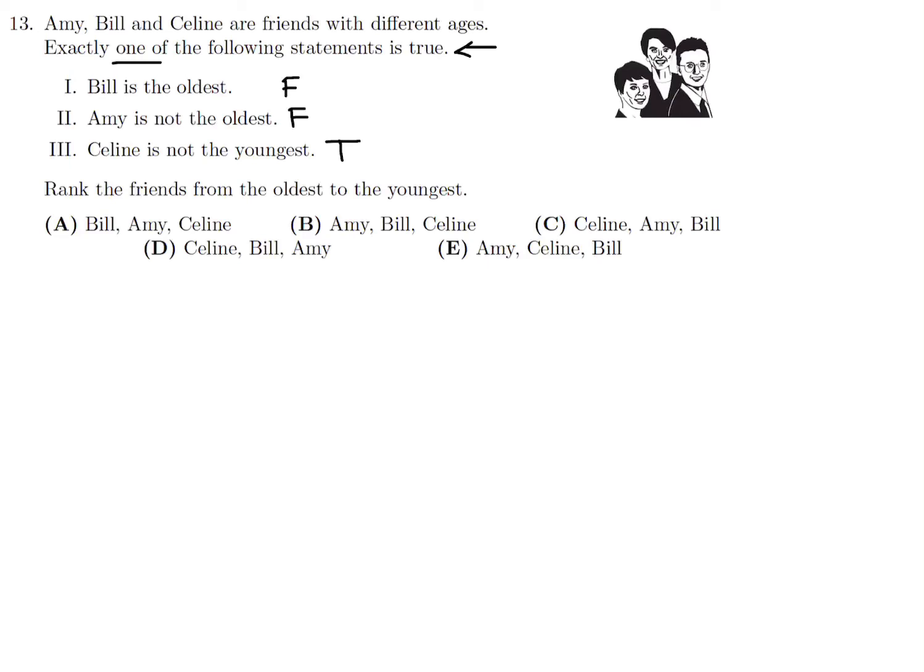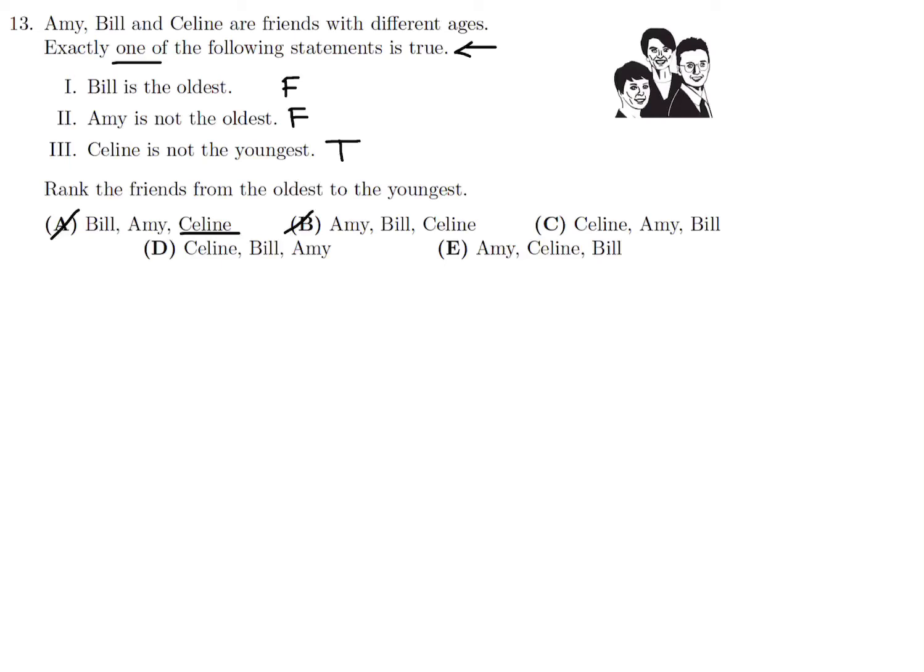If that is true, then let's look at the answer choices. Celine is not the youngest, remember that. In A, Celine is the youngest, so that can't be the right answer. In B, Celine, again, is the youngest, so that can't be right. And let's see here, in C, D, and E, Celine is not listed as the youngest. So now we have to figure out which one is correct, C, D, or E for number 13.